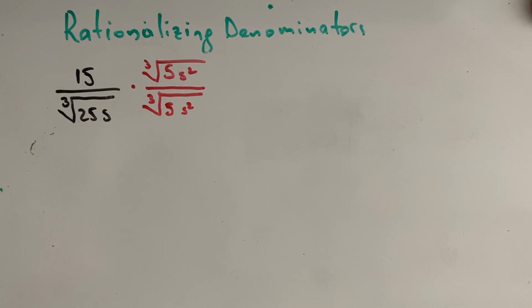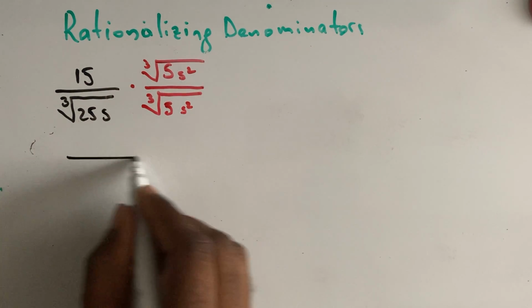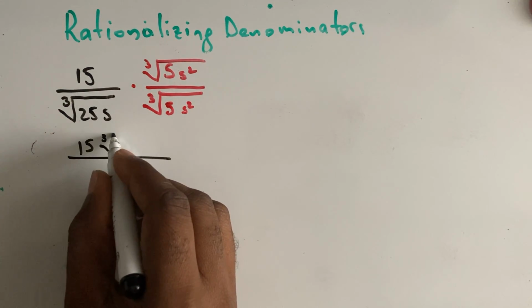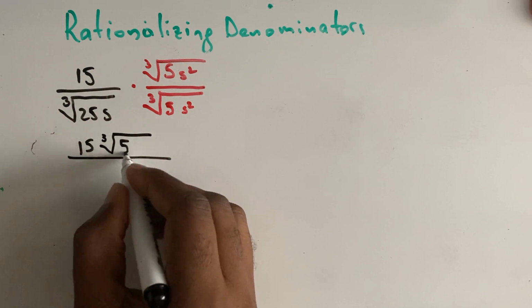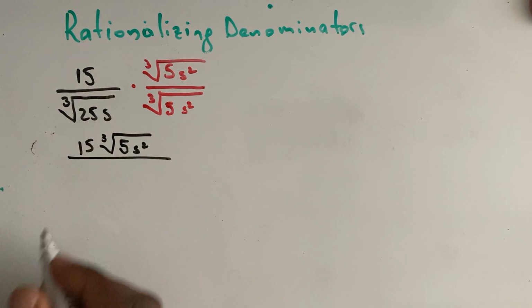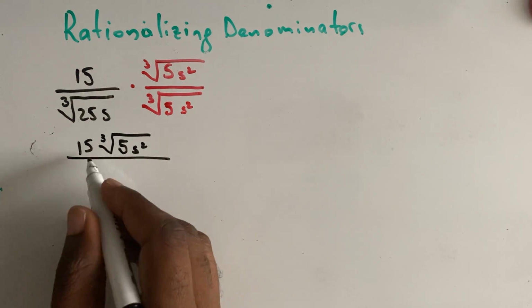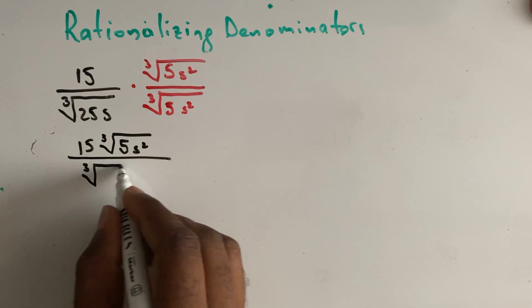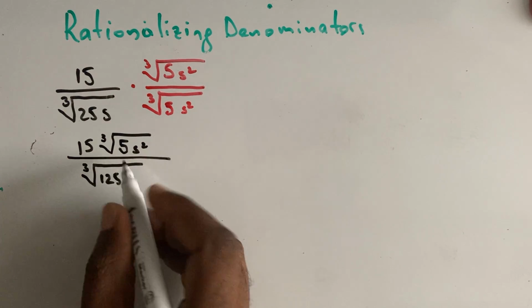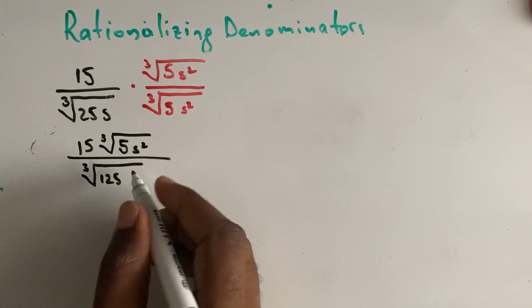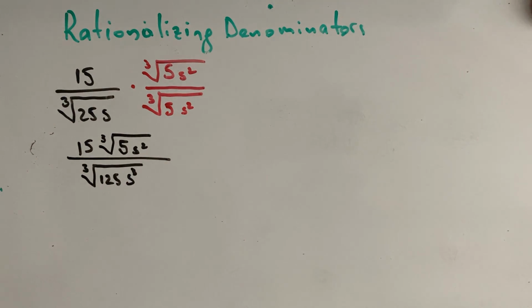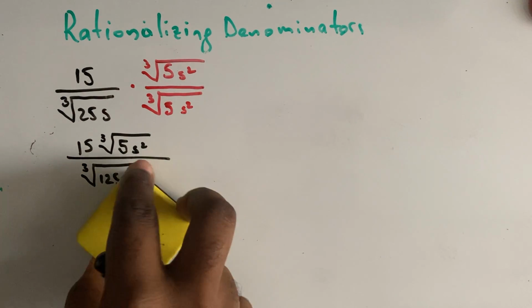Okay? And now let's do the math. Simplify this, right? Okay, so now we have 15 cube root of 5s squared, over the cube root of 125 because that's 25 times 5, 125 s cubed, okay? Let me make sure my 5 does not look just like my s, right?